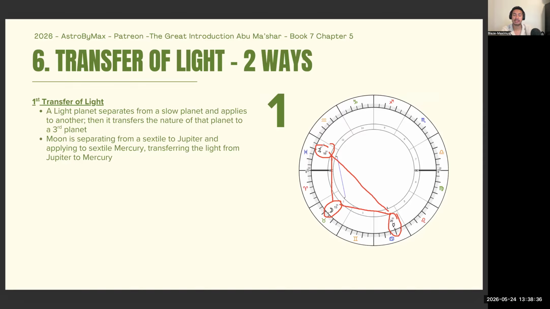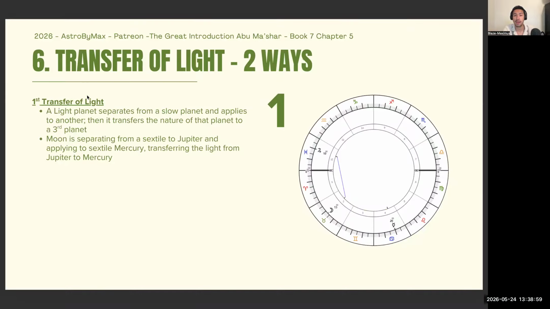But because the moon is separating from Jupiter and going to Mercury, it is transferring the nature of what Jupiter has and bringing it over to Mercury. So whereas this trine would have been separating and dissipating, the moon acts as an intermediary to bring this situation together. So that's how that should be interpreted here. And so this is one dynamic in which you can see this.